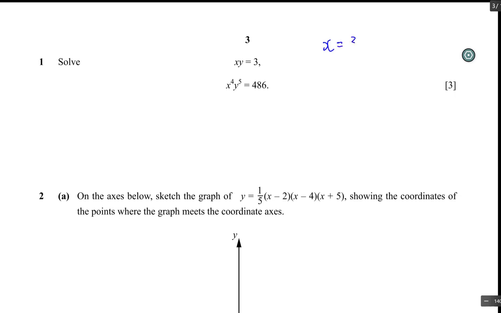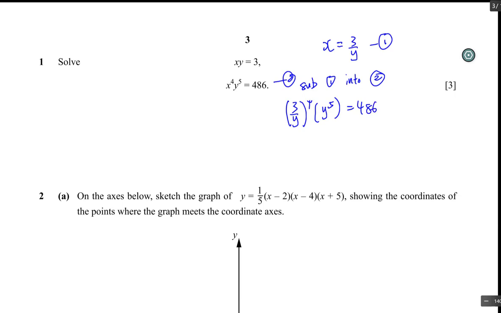Then let's make x the subject. Then x equals 3 over y, isn't it? That's my first equation, and then I will substitute into my second equation. Sub 1 into 2. Then you have (3 over y) power of 4, and then y power of 5 equals 486. So this is 3 power of 4, which is 81, over y power of 4 multiply y power of 5 equals 486.